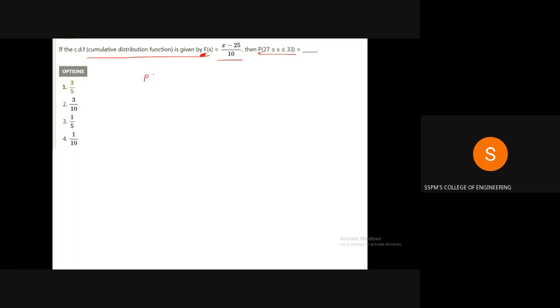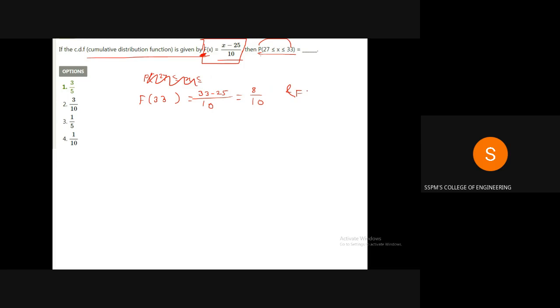So how can we solve this? The probability of 27 less than or equal to x less than or equal to 33. First we have to find f of 33. What is the value of f of 33? If you put 33 instead of x, we have 33 minus 25 divided by 10. It is equal to 8. So it is 8 divided by 10.